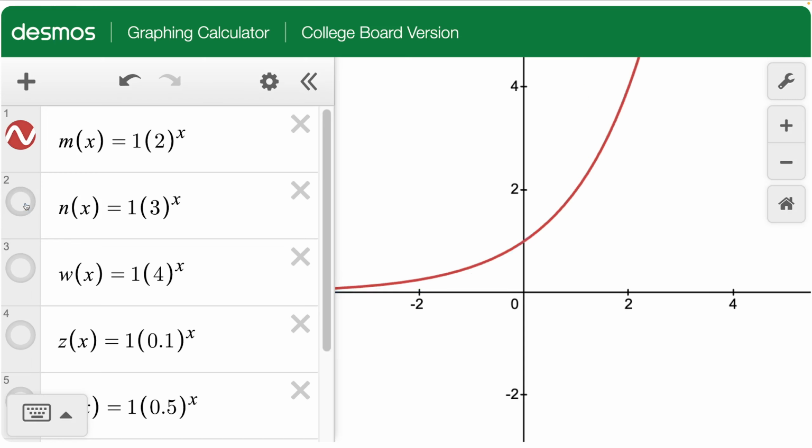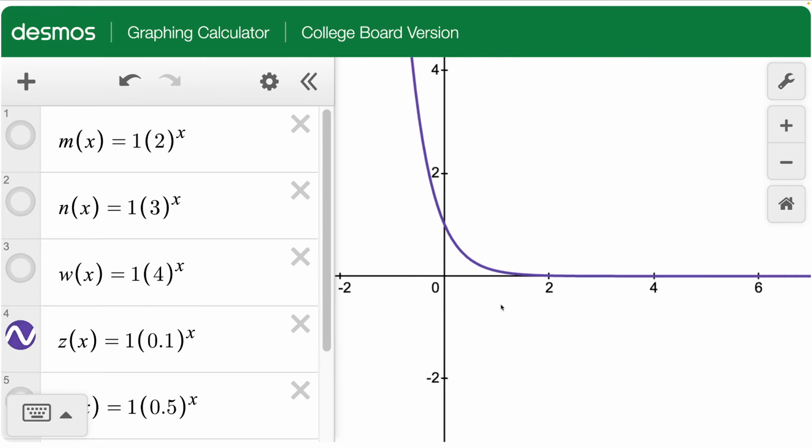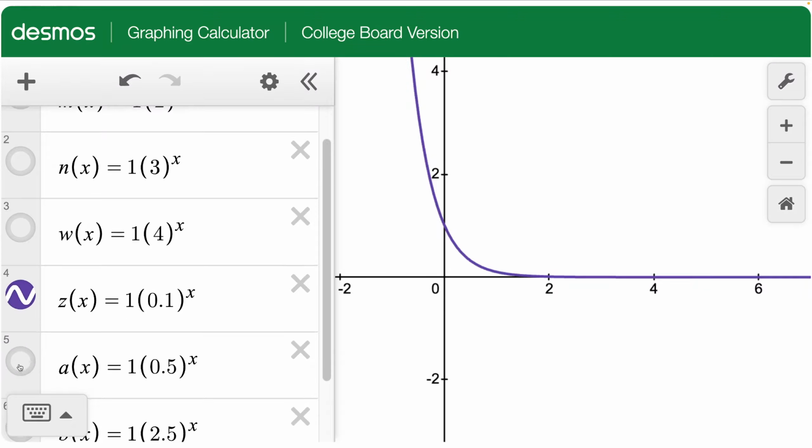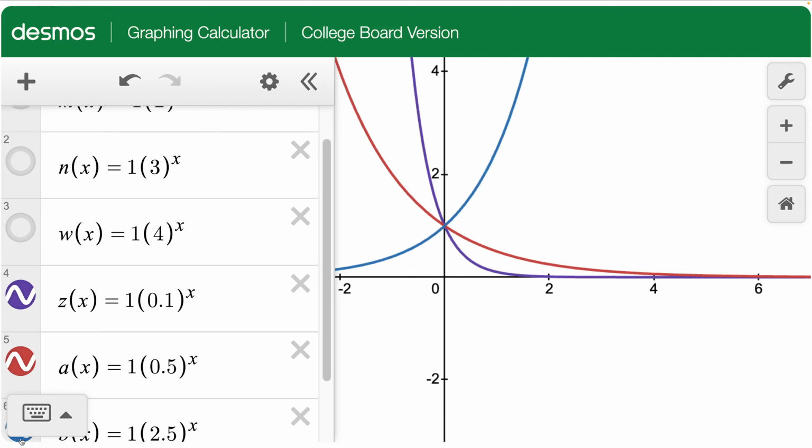Now something curious happens though. What if we put a decimal inside the parentheses? Okay, so now instead of going up from left to right, we're going down from left to right, and this is called an exponential decay function. All right, but what made it decay? Was it the decimal? Let's try another decimal. Okay, that's another decay function. Let's try another decay function. Or with a decimal, I'm sorry.